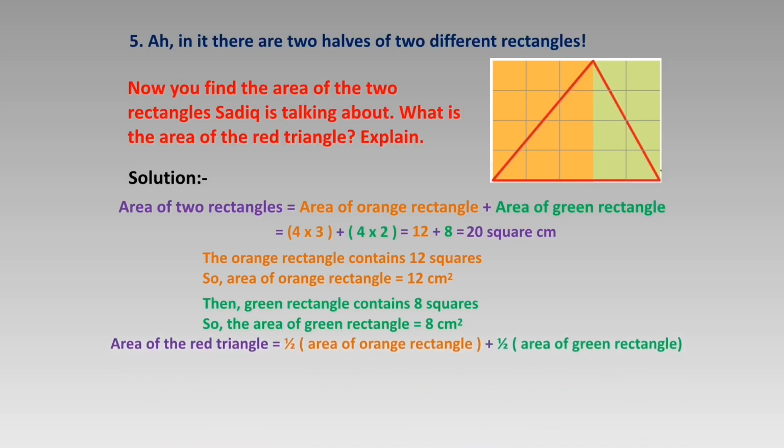Area of the red triangle is equal to half into area of orange rectangle plus half into area of green rectangle, that is equal to half into 12 plus half into 8 is equal to 6 plus 4 is equal to 10 square centimeter.